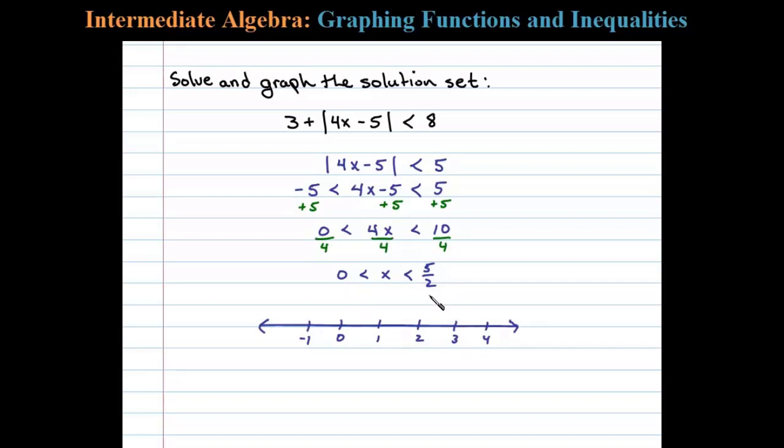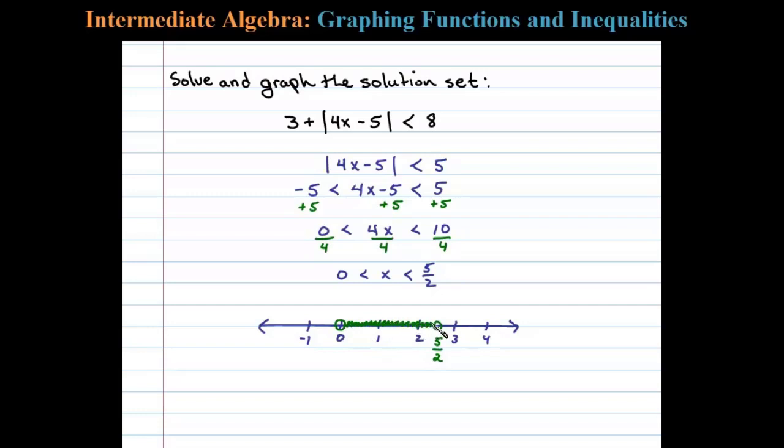And for both the lower and upper bound, we'll use an open dot because of the strict inequalities. So here we have an open dot at 0 and an open dot at 2.5. Let's label that. 5 halves is really just 2.5. And we'll shade all the numbers that are greater than 0 and at the same time less than 2.5. In other words, all the values between 0 and 2.5.